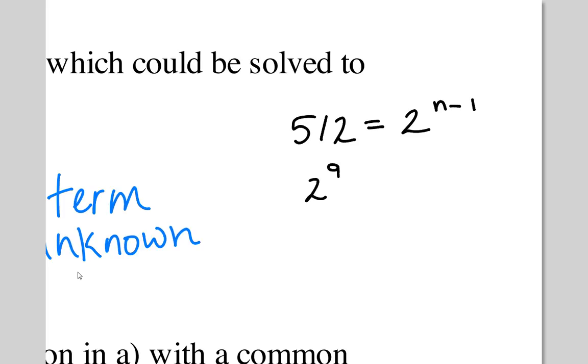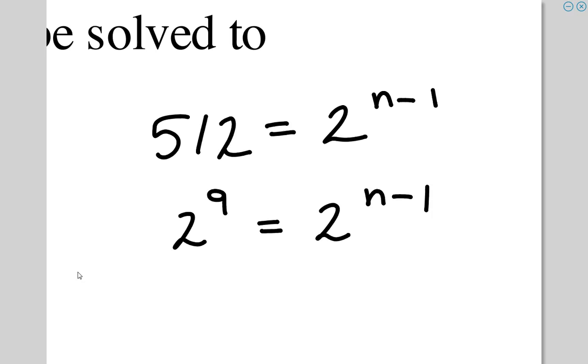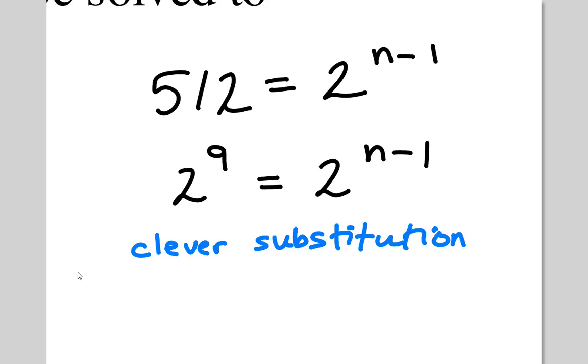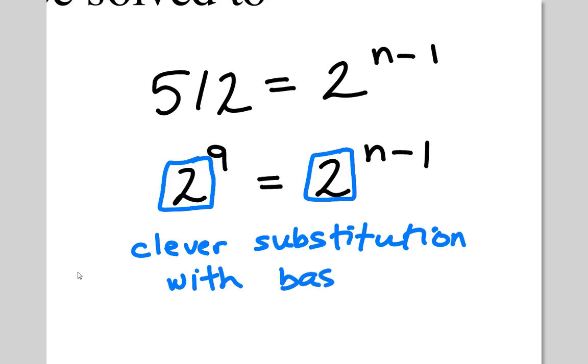2 to the 9 equals 2 to the n minus 1. So that is a pretty clever substitution. Now let's write that there. Clever substitution. Why is it clever? Substitution. What do you need to have the same here? It's like a base 2. Clever substitution with base 2.